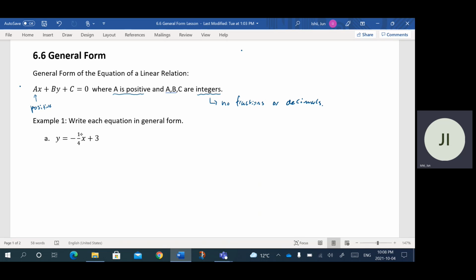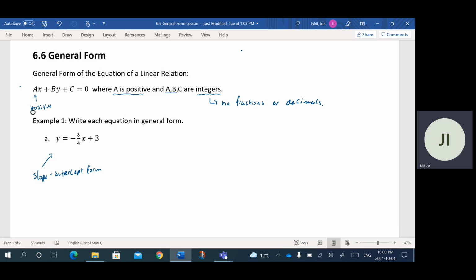So y equals negative 1 over 4x plus 3. This equation right now is, if you recall, in slope-intercept form, and we want to convert it to general form. We'll use our knowledge of equations: whatever you do to one side of an equation, you do to the other side.